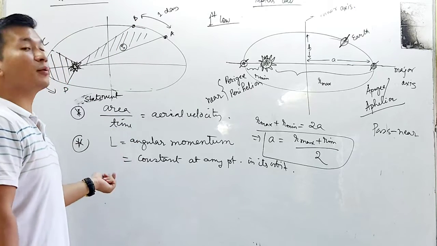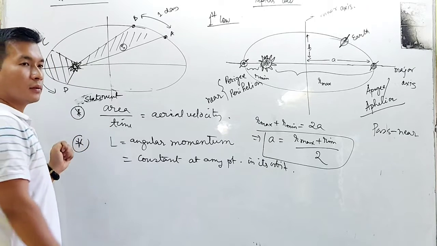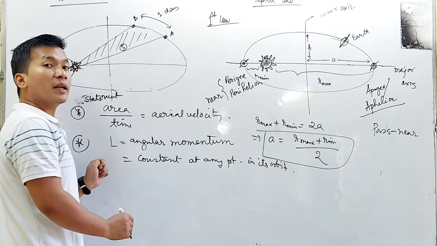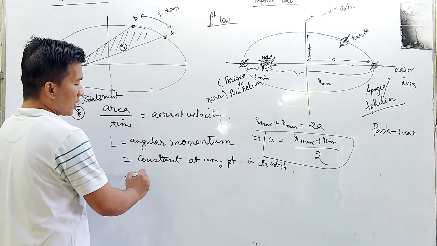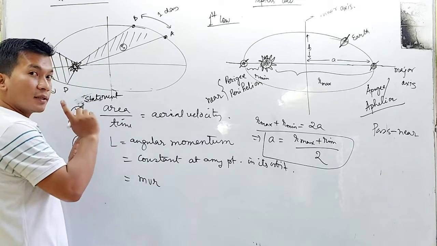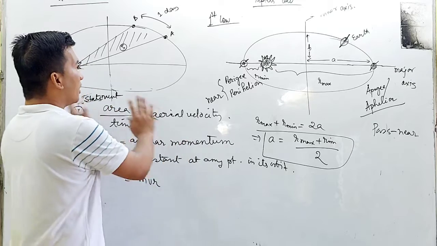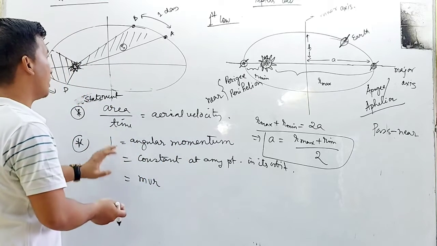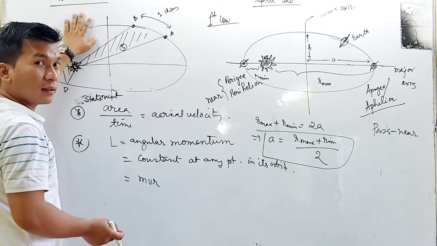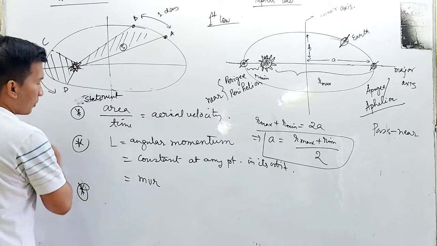And what is the expression for angular momentum? In terms of linear velocity, it is m v r. Angular momentum conservation is the basic mathematical interpretation of Kepler's second law. Let us come to the third very important point.